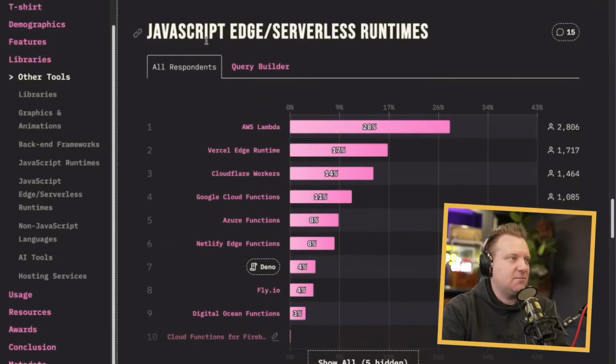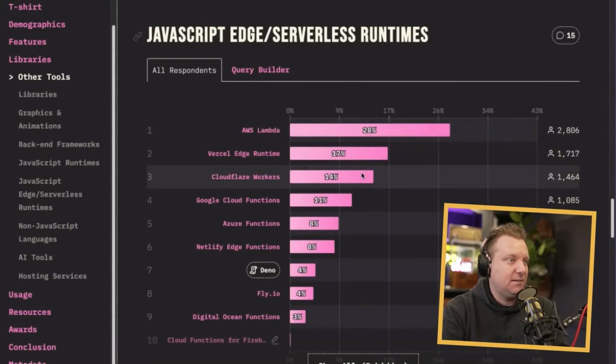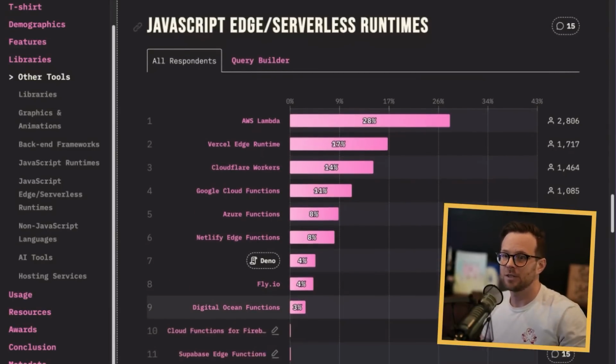Oh, serverless. Where are people running it? I know we're getting a little long here, but let's do this one real quick. 28% using Lambda, 17% using Vercel, 14% using Cloudflare Workers. That surprises me. I would have thought that Vercel would be significantly higher than Cloudflare Workers, but they're pretty close there. Yeah. I don't know. Cloudflare Workers, man, they're easy to use. That's what I reach for.